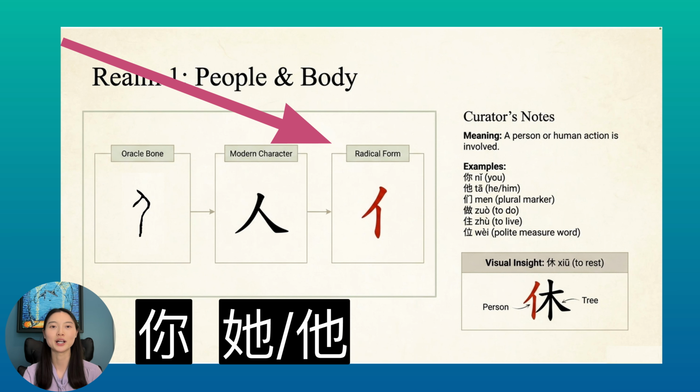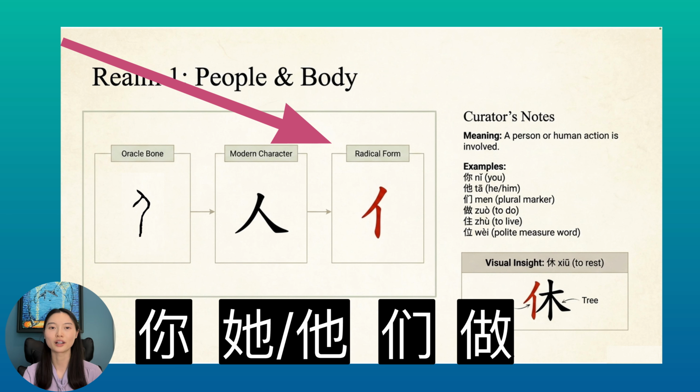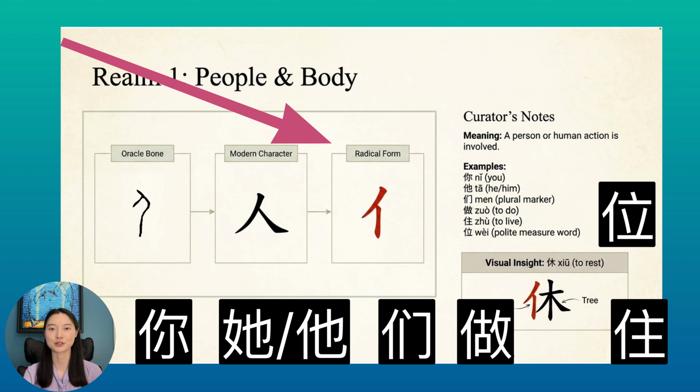你, you, 他, him, 们, the plural marker. 做, to do. 住, to live somewhere. 位, a polite measure word for people. And the most beautiful one, 休, to rest. Person, leaning against a tree. You remember, 单人旁 tells you a person is involved.